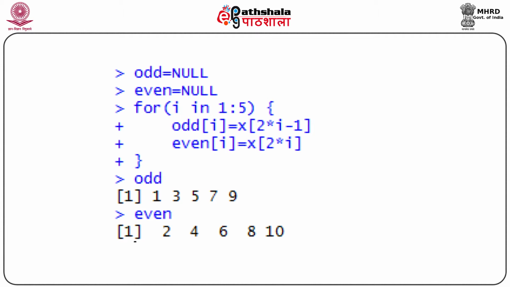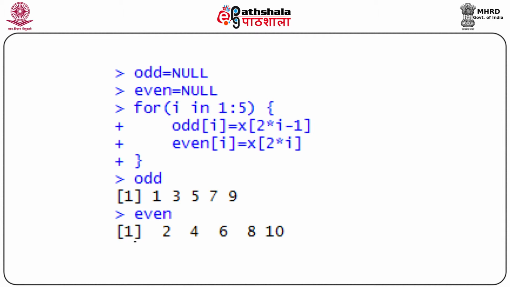Now, we all know what the syntax of a for loop is and how it works. So we are just doing the following things. Since there are 5 odd and 5 even numbers within 1 to 10, we vary i from 1 to 5 and take odd[i] equal to x[2i minus 1], and even[i] equal to the value corresponding to x[2i]. Then we have these odd and even values.